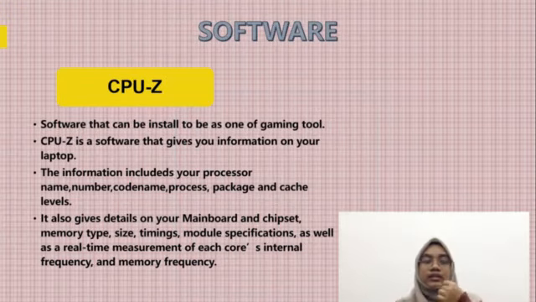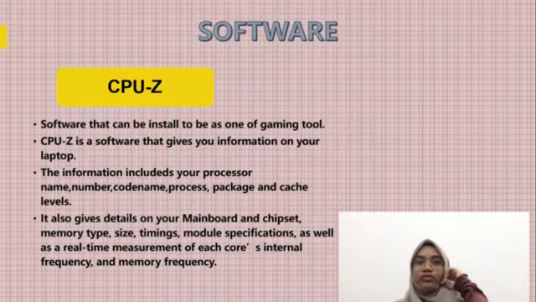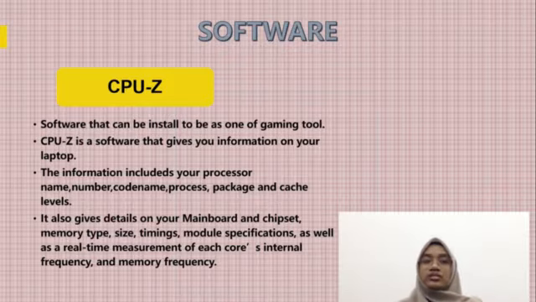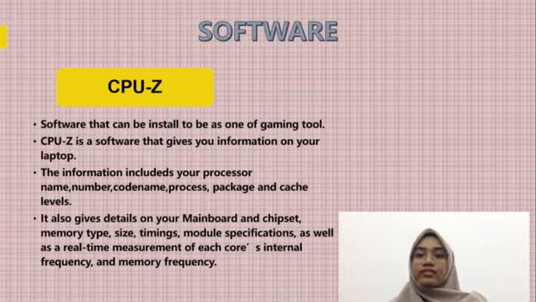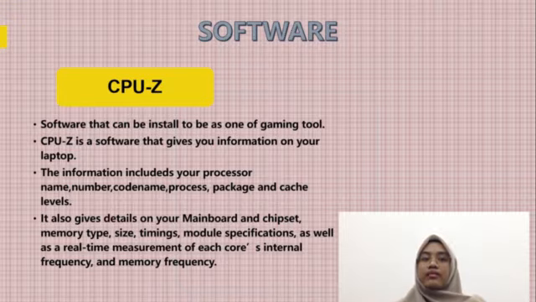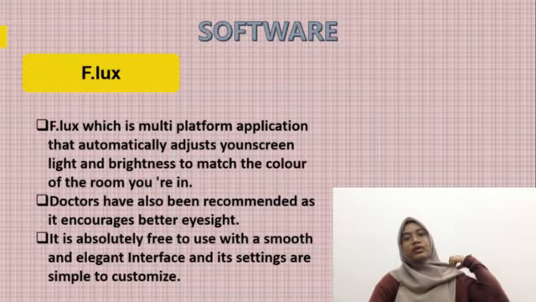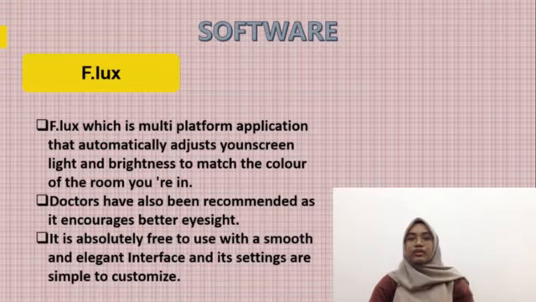Other than that, the CPU-Z software can also be installed as one of the gaming tools. CPU-Z is software that gives you information on your laptop. The information includes your processor name, number, code name, process package, and cache levels. It also gives details on your mainboard and chipset, memory type, size, module specification, as well as real-time measurement of each core's internal frequency and memory frequency. The last software that can also be installed is f.lux.